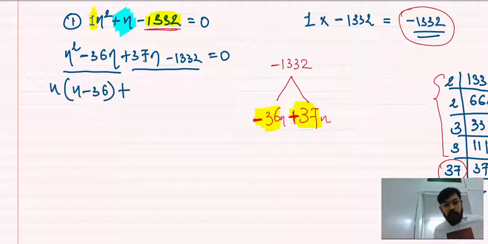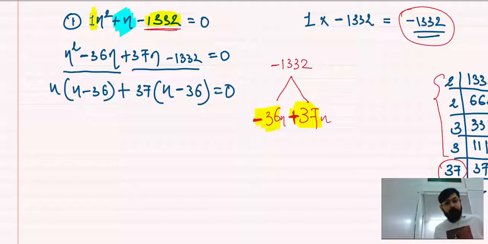Plus, out of 37n and 1332, what is common? Of course, 37 is common. And what is left inside? Out of 1332, if I remove the factor 37, what factor will be left inside? Of course, 36, right? So we have got this new format.